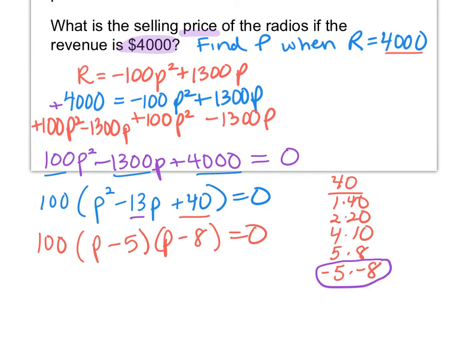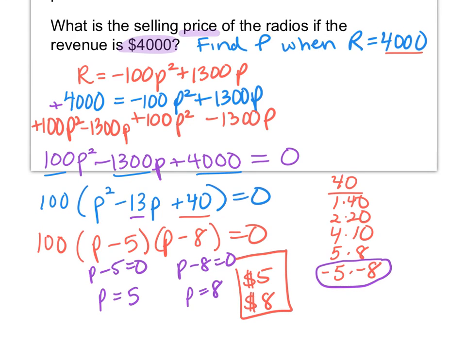Now we set each one of those factors equal to 0 using the zero factor property. If we set p minus 5 equal to 0, we get p equals 5. Set p minus 8 equals 0, you get p equals 8. So the selling price could either equal $5 or $8, so that the revenue would be 4,000.